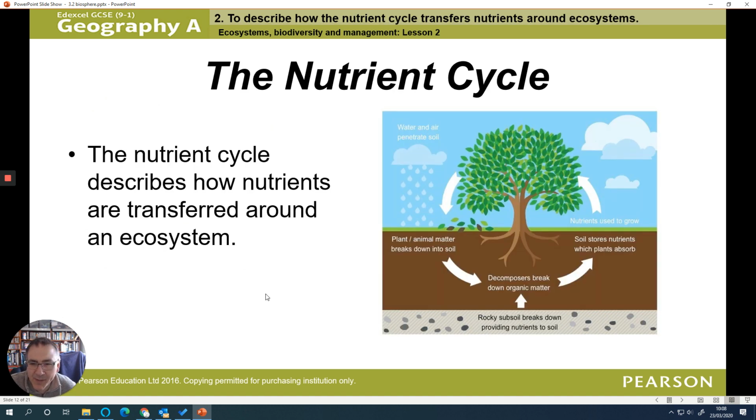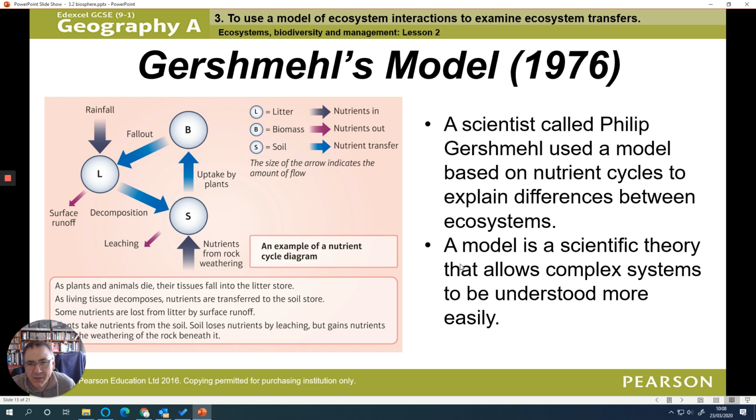The nutrient cycle. This is about how nutrients are transferred in the ecosystem, how they go between different parts of the ecosystem. Now, the Gersmehl model, this is a key thing that you will look at with your ecosystems. So let's have a quick look at what this is. It shows us the stores of nutrients in these circles, and then it shows us the movement of nutrients in these arrows. The size of the circle represents the amount of stored nutrients, and the size of the arrow represents the amount of nutrients that are moving.